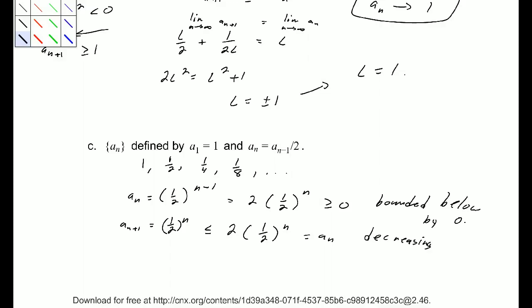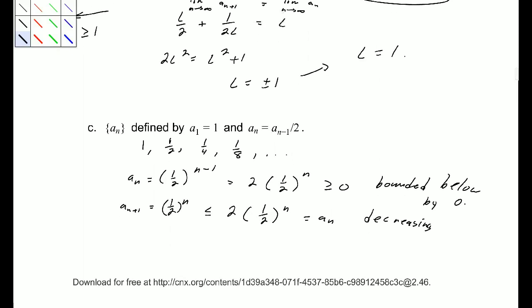It's monotonically decreasing. So that means we'll apply that same idea. It converges, so the limit of a_{n+1} equals the limit as n goes to infinity of a_n. They're both going to be L. Okay, so this is 2L equals L, which means L equals 0 and a_n converges to 0.